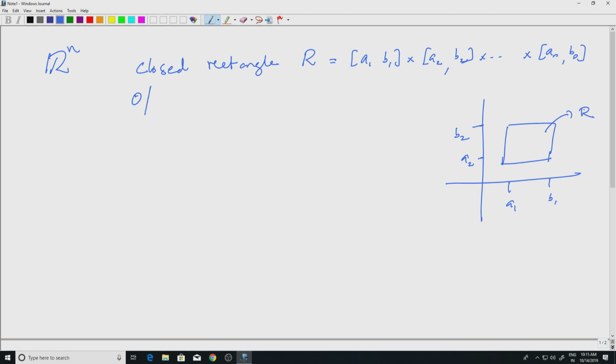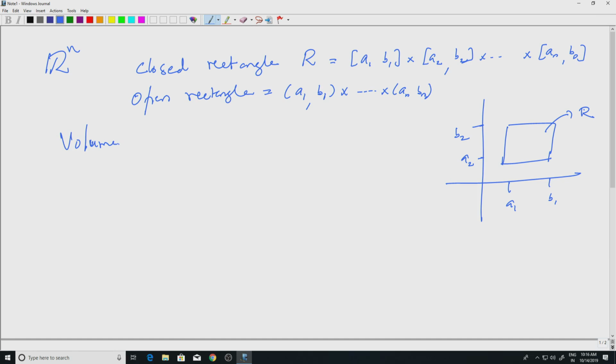Open rectangle would be a product of open intervals. So, we have open interval (A1, B1) and so on up to (An, Bn). So, that is an open set. Closed rectangle is a closed set, and you may have some of them to be closed and open and so on. So, you may have rectangles of various types where certain parts are not involved. For such a rectangle we define the volume.